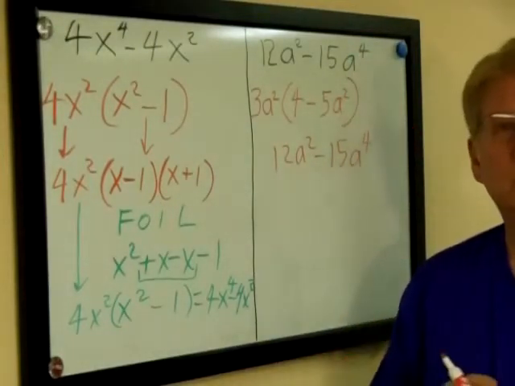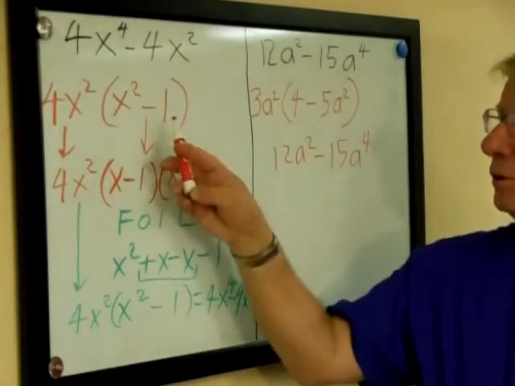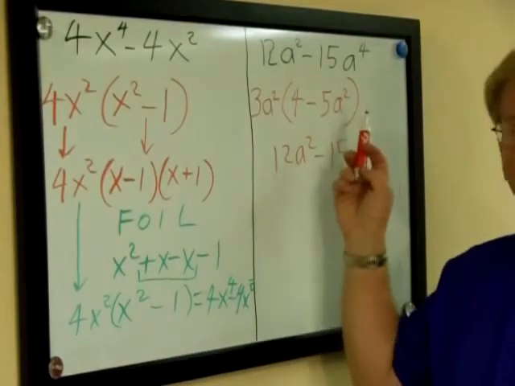So here are two examples using greatest common factor, and in this case difference of squares. In this case we couldn't do that.